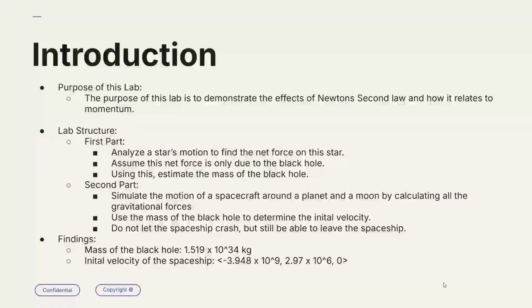So, to begin with, the purpose of this lab is to demonstrate the effects of Newton's second law and how it relates to momentum. Therefore, we analyze the motion of a star orbiting a black hole and simulate the trajectory of a spaceship interacting with both a planet and its moons.